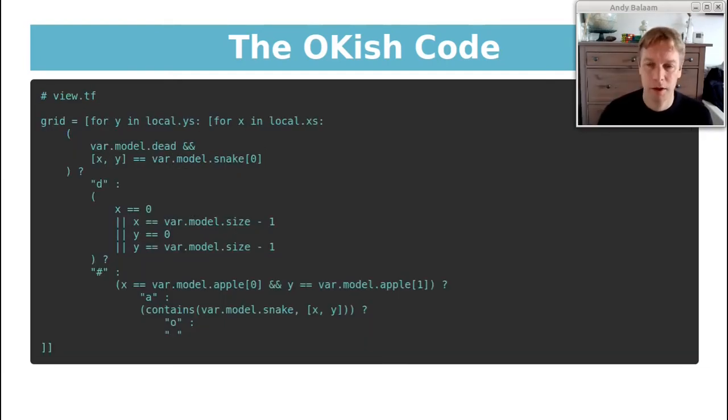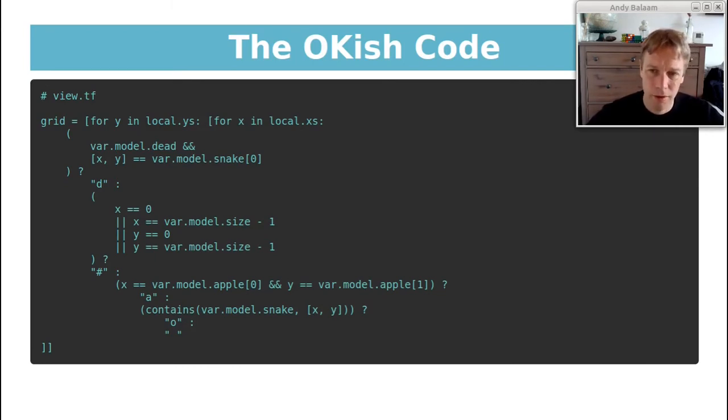So let's have a closer look at what view looks like. So here is the most important core part of the code for view. We're in a locals block here, but I've missed that bit out. This is defining a local called grid, which is going to become the text output later. And it's basically one huge expression. We're just defining one thing called grid, but grid is going to be an array of arrays.